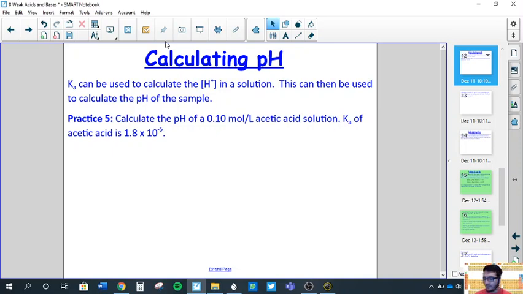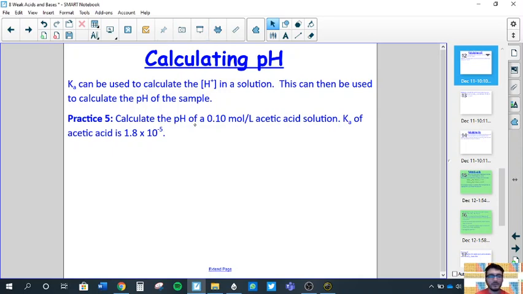Welcome back, grade 12s. We're now continuing with our fifth practice example. Again, we have seven. I think there's an eighth one, but it's really short. So let's continue. All right, so we're looking at this question now.